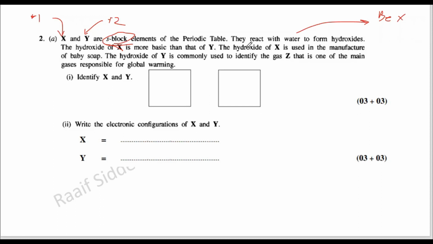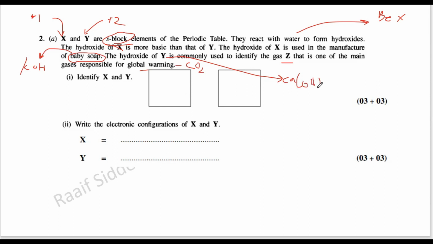The hydroxide of X is used in the manufacture of baby soap. I have mentioned this before in the discussion of soap production as well. Normally for baby soap, to make it soft, we add potassium hydroxide. The hydroxide of Y is commonly used to identify the gas Z, which is one of the main gases responsible for global warming. So this is CO2, and the hydroxide of Y is calcium hydroxide.